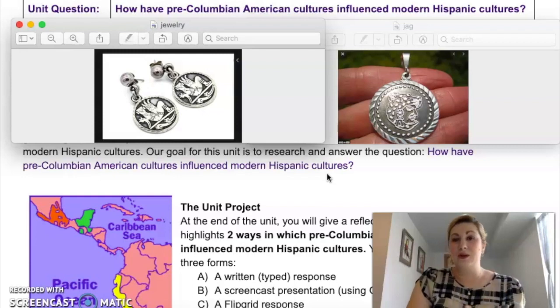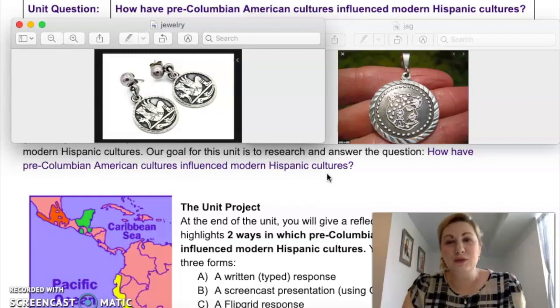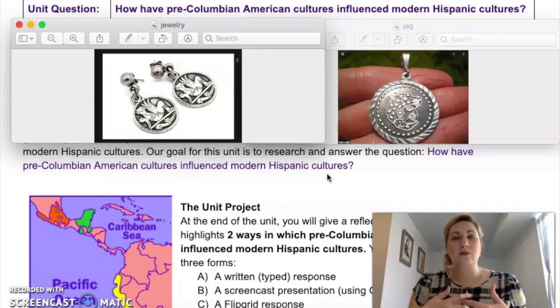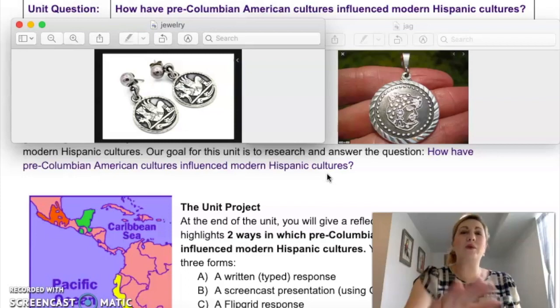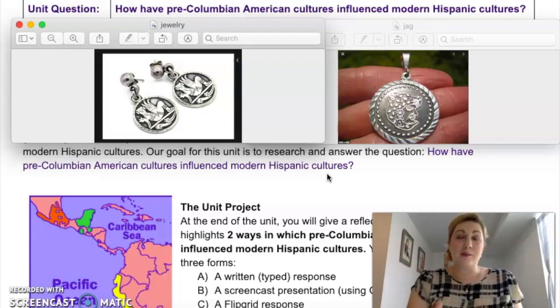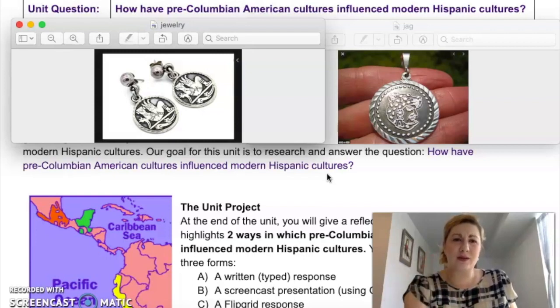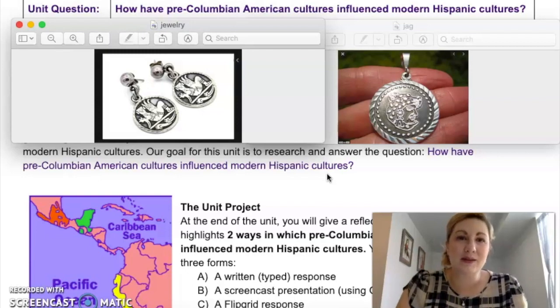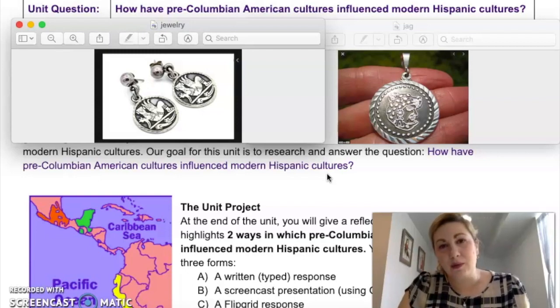If you wanted to focus on something clothing or jewelry related, you would, in your project, reflect on what is the tie between past and present. Why would modern Hispanic cultures in Mexico, that's where these are from, create and sell and wear jewelry like this? That's your job in the unit project. We'll talk about it more as the time gets closer.